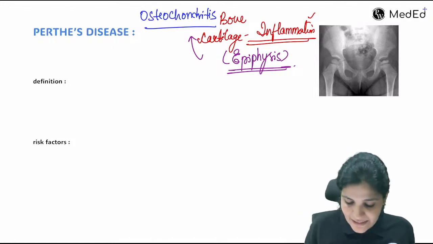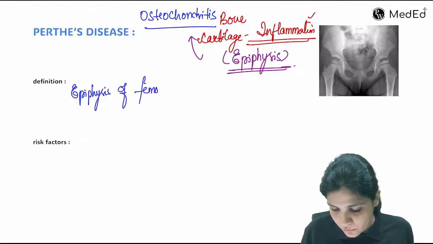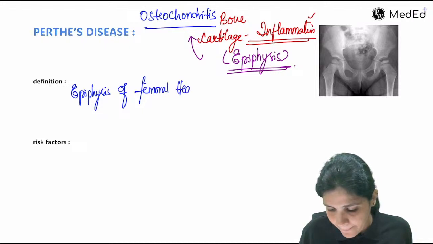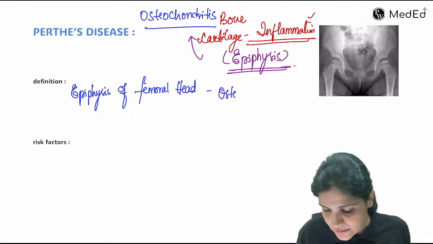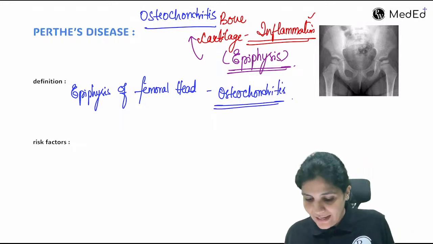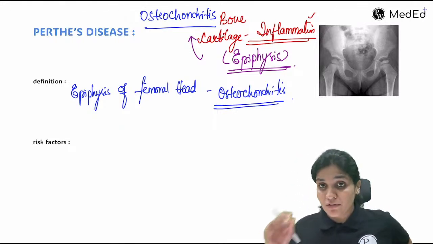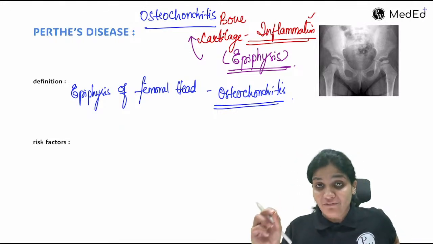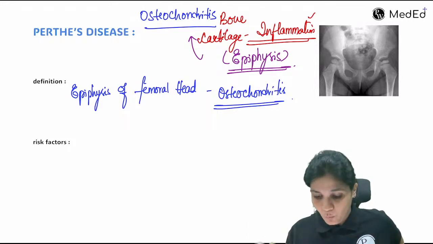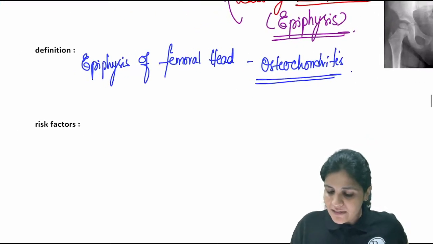And whenever there is involvement of the epiphysis of the femoral head, osteochondritis of the epiphysis of the femoral head is called Perthes. Very good. Osteochondritis of the proximal femur. To be very precise, it is the epiphysis, the femoral head, which is involved in the proximal femur. So this is the definition of Perthes disease, and what is the main cause of this?